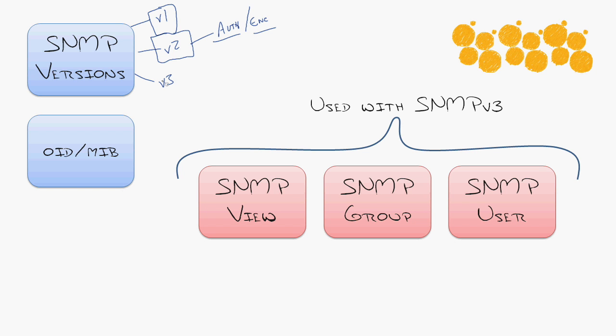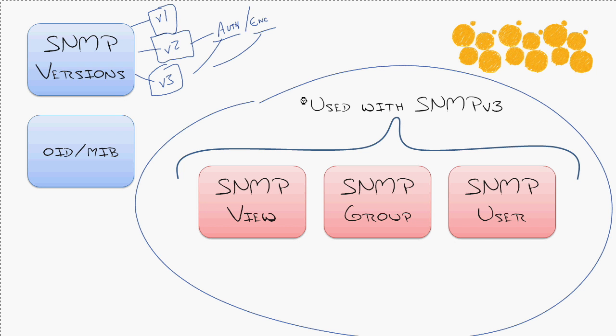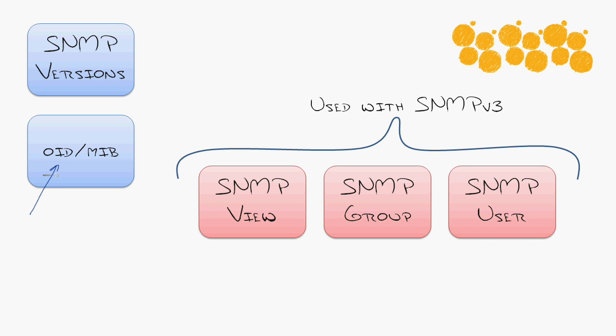So version 3 came about and took a long time to be adopted because it's a big protocol change. You have to implement that on all kinds of devices, which added the capability to do authentication and encryption. That's what we're going to talk about right here. So let's talk about one more concept, which is the object identifiers and management information base. These really define what you can monitor on your different devices.